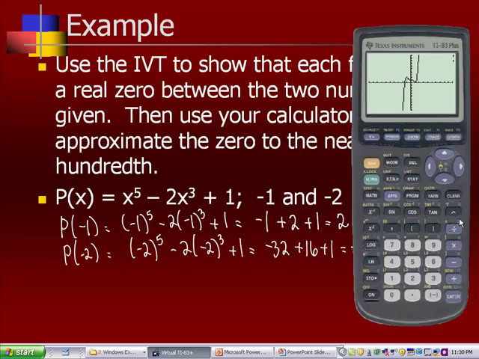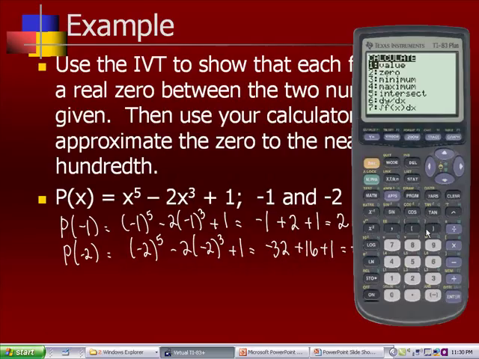Okay, so when we graph that, we get something that looks like that. Now, let me show you something different. If we want to find where those two intersect, the curve and 0, we're going to say second calculate, number 5, enter, enter, enter.